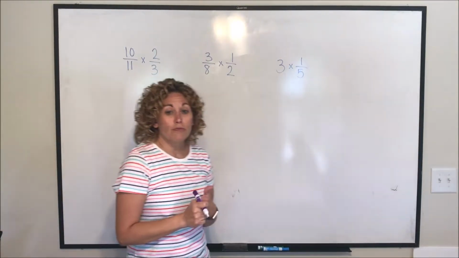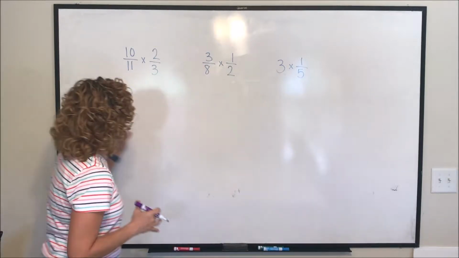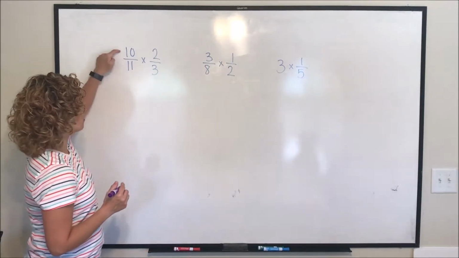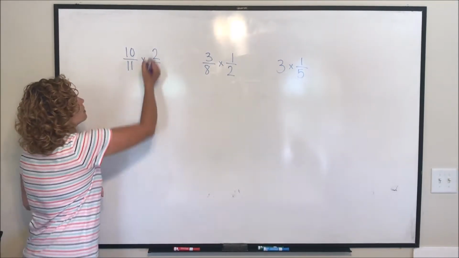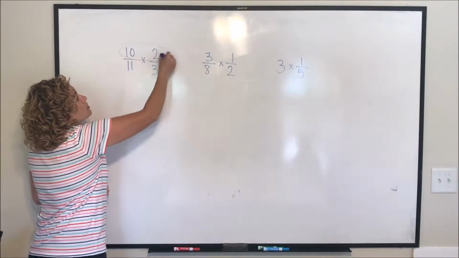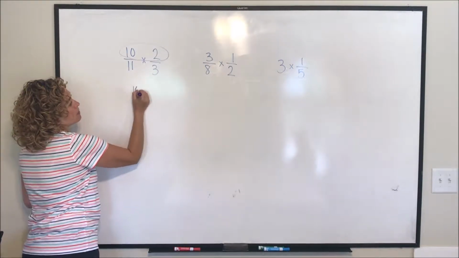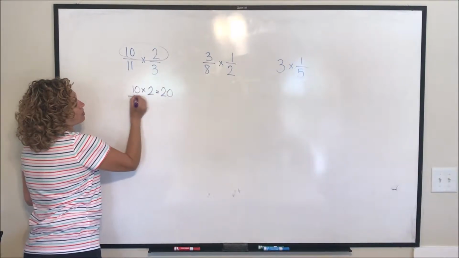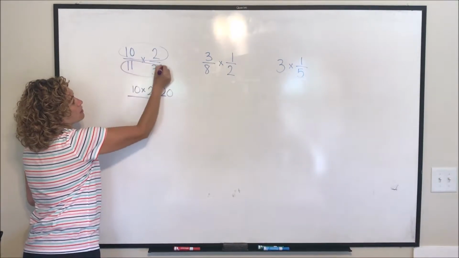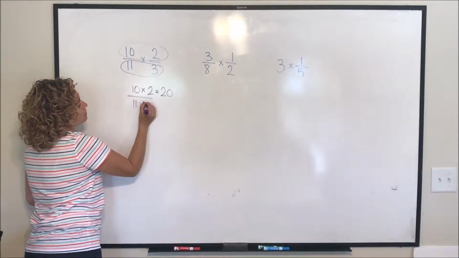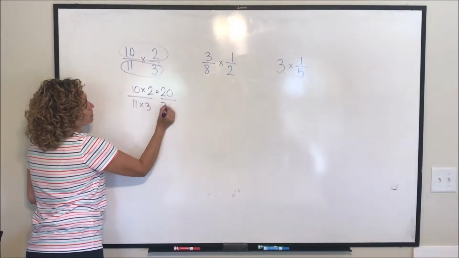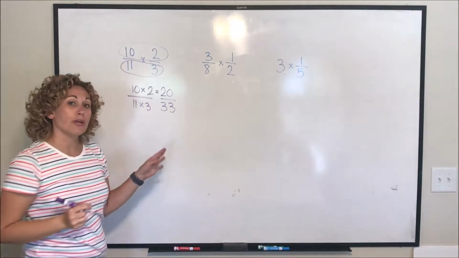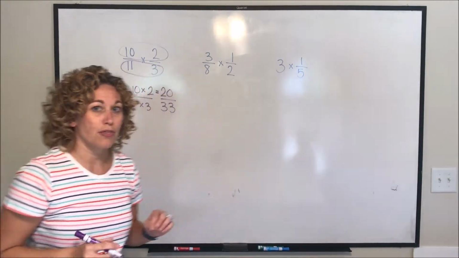All right, so you should have worked these out. These were just multiply your numerator, which is your top numbers, which are these two, which gives you 10 times 2, which is 20. And your denominator is 11 times 3, which is 33. So your answer is 20 over 33.